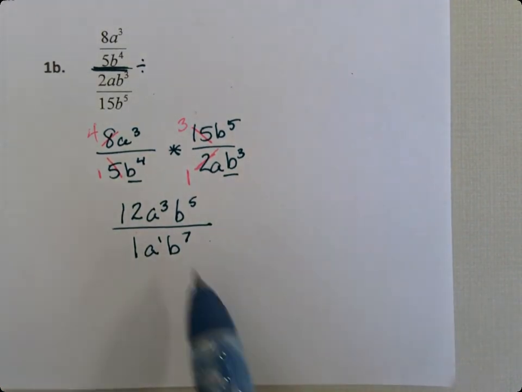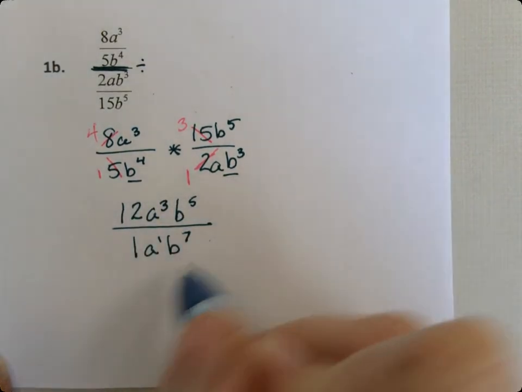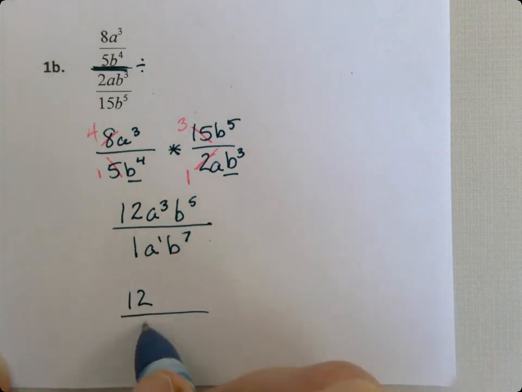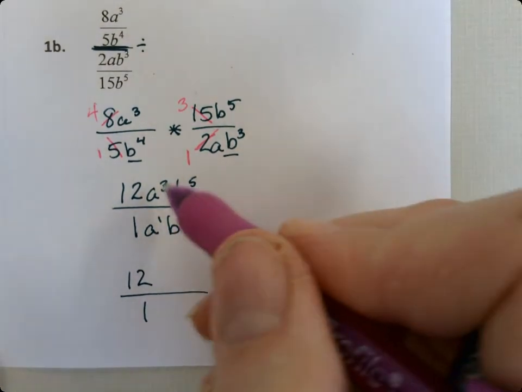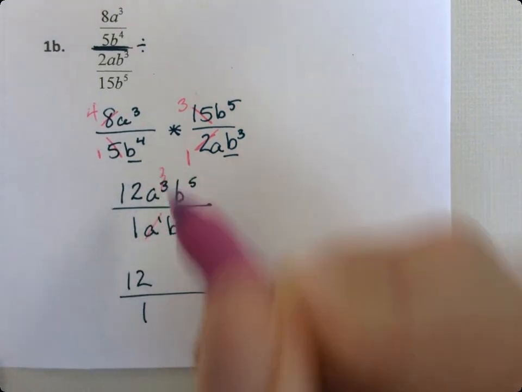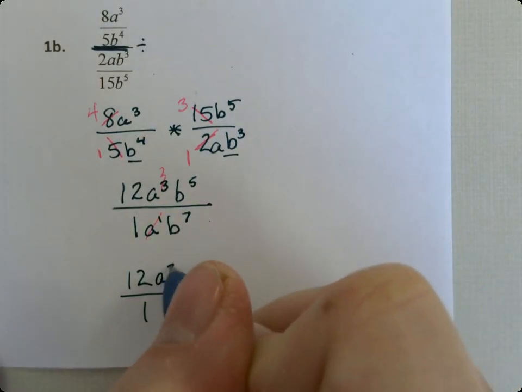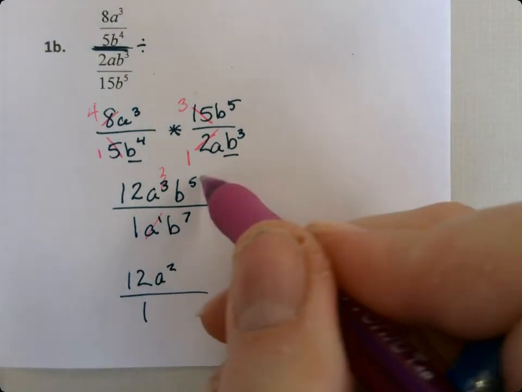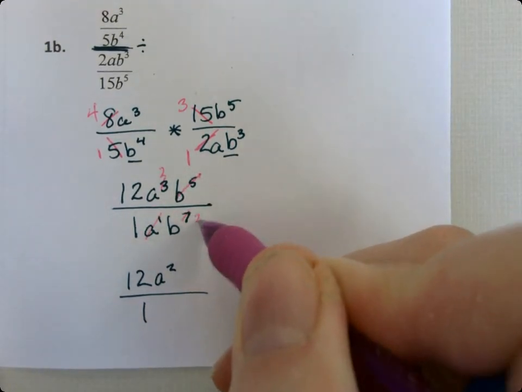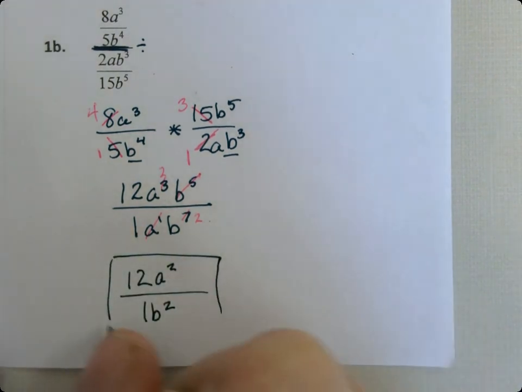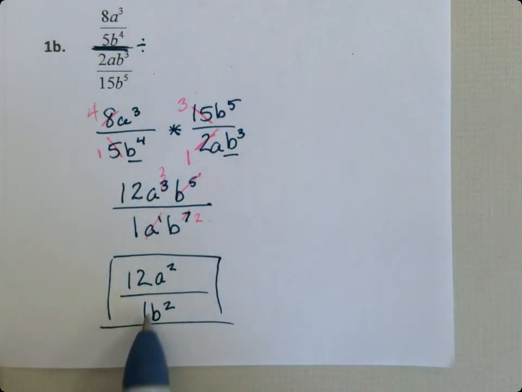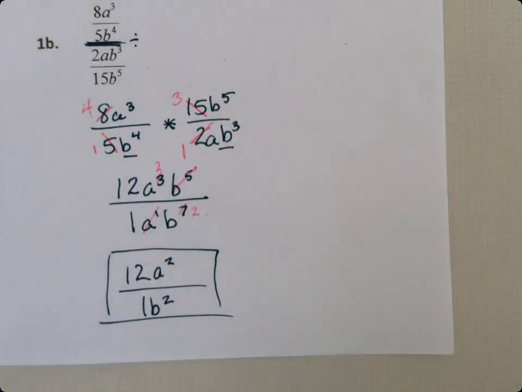Okay, now that we've got the variables cleaned up, I already reduced the numbers, so we know it's 12 over 1. Who has more a's? The top, so take out 1. There's 2 left up top, a squared. Who has more b's? So take out 5, and there's 2 left on the bottom. All right, I do not need the 1 in the denominator, but I'm keeping it there so when we do need it, it's there. Okay, so same idea.